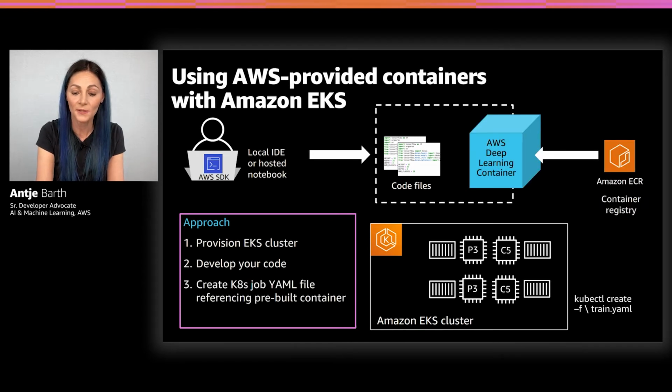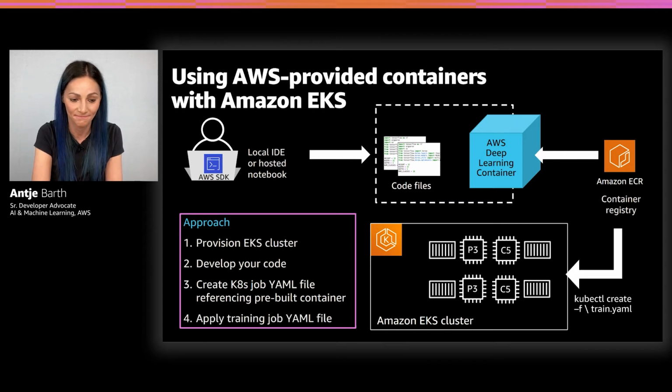And what you then do is in the YAML definition, you point to the existing Docker container image, for example, the AWS deep learning containers. And then you're applying that YAML file on EKS, and it will execute the training job. Note that in this environment, you will still have to take care of all of the Kubernetes specifics, especially if you want to distribute your model training job.